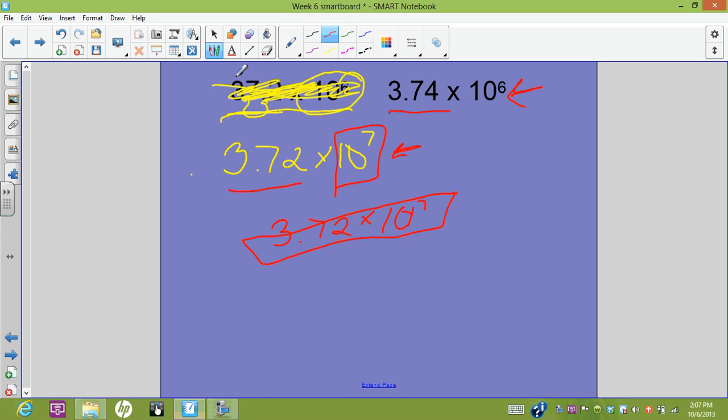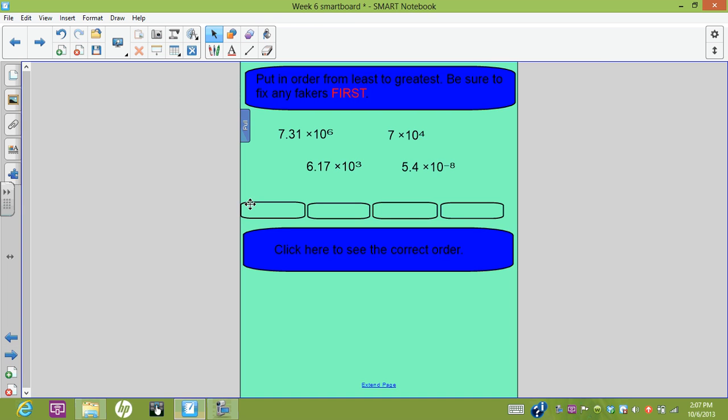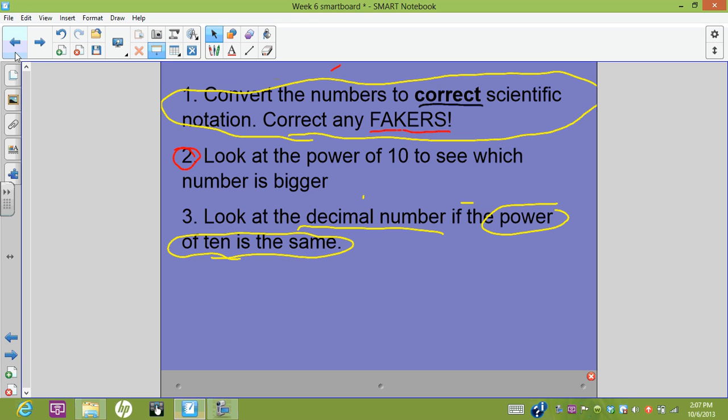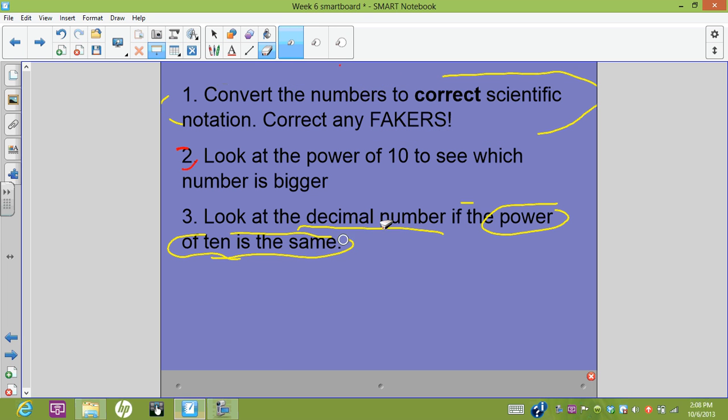Okay, make sure that you wrote this entire example down. If you forgot to do that, go back and do that. And let's look at another example that I have for you. We have 4 different numbers here that we want to compare and put in the correct order. So if we look at our steps, we need to convert the numbers to the correct scientific notation. Let me erase some of this extra pen mark so you don't get too confused.